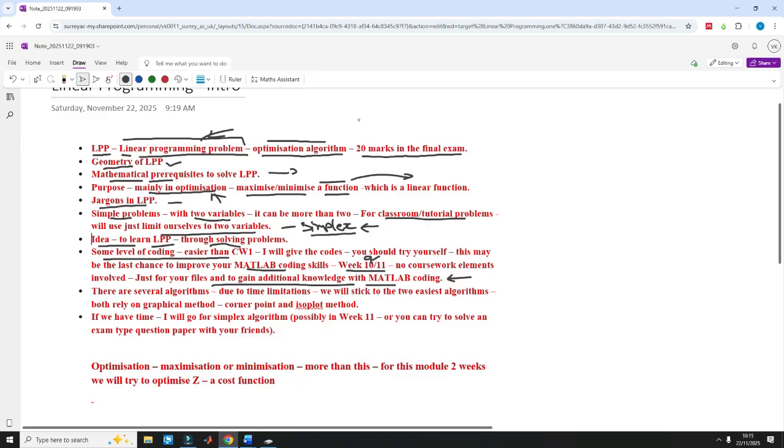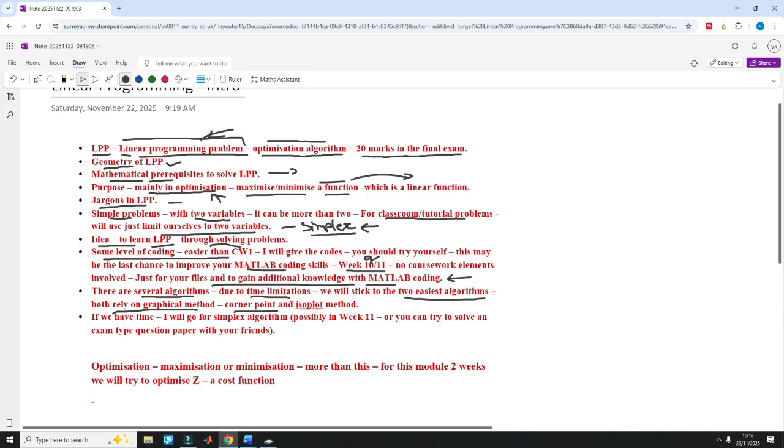To deal with big data, you may need to implement a machine learning algorithm to get some useful information. That's something we did in the first 4 weeks. And as I said before, there are multiple algorithms that can be used to solve LPPs, but we will stick only to two of the easiest algorithms. This is mainly due to the time limitations, and both of these methods are graphical methods.